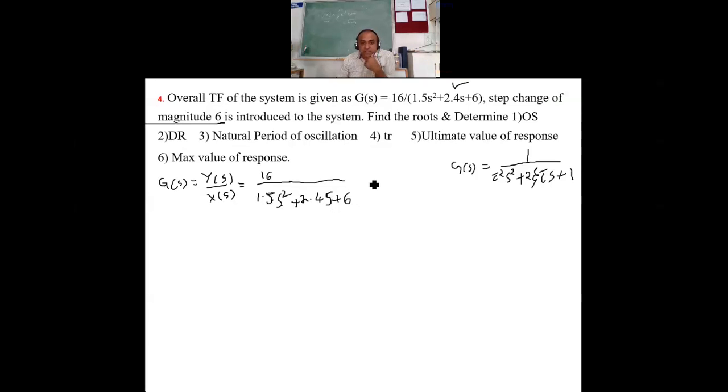If you remember, this is the same as the standard second order system. G(s) equals 1 divided by tau square s square plus 2 xi tau s plus 1. If you compare this and this, there is some difference. Here, instead of 6, it has to be 1. So what has to be done? Just a second.